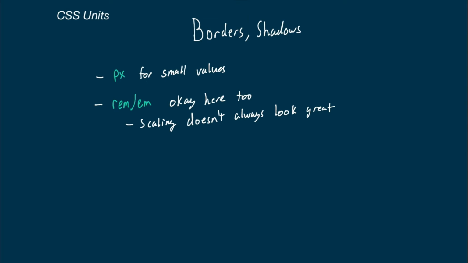That said, moving on to borders and shadows, pixel values are usually fine here because we oftentimes don't actually want these to scale. Sometimes if a shadow is defined with REM or EM, it will become too big for some users and this just won't look great. But that said, REM and EM are also perfectly okay here if that's the effect you're after. It's really just a choice of what exactly you want your borders and shadows to look like when a user has a larger font size.